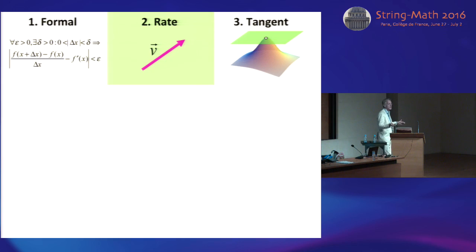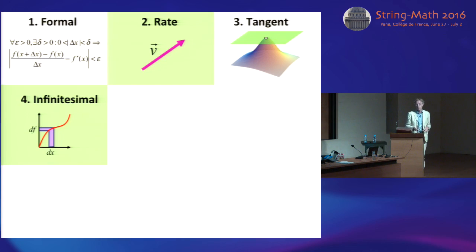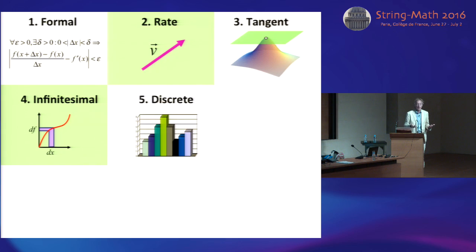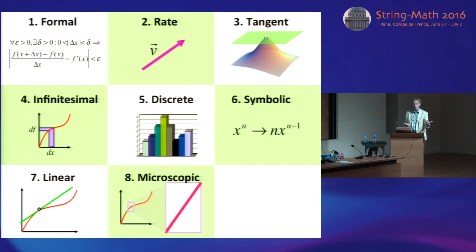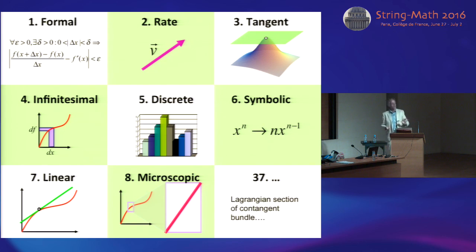Then it's actually easy to think about a function of more than one variable, or the whole infinitesimal language, or think about discrete steps. Then you can actually move the concept of a derivative to discrete mathematics. Or you can do it symbolically and move to completely different realms of algebra. Or think of it as the linear approximation, or think of it as looking through a microscope. And then at some point he says, well, definition 37, which is some Lagrangian section of some cotangent, is at some point the definition I needed.